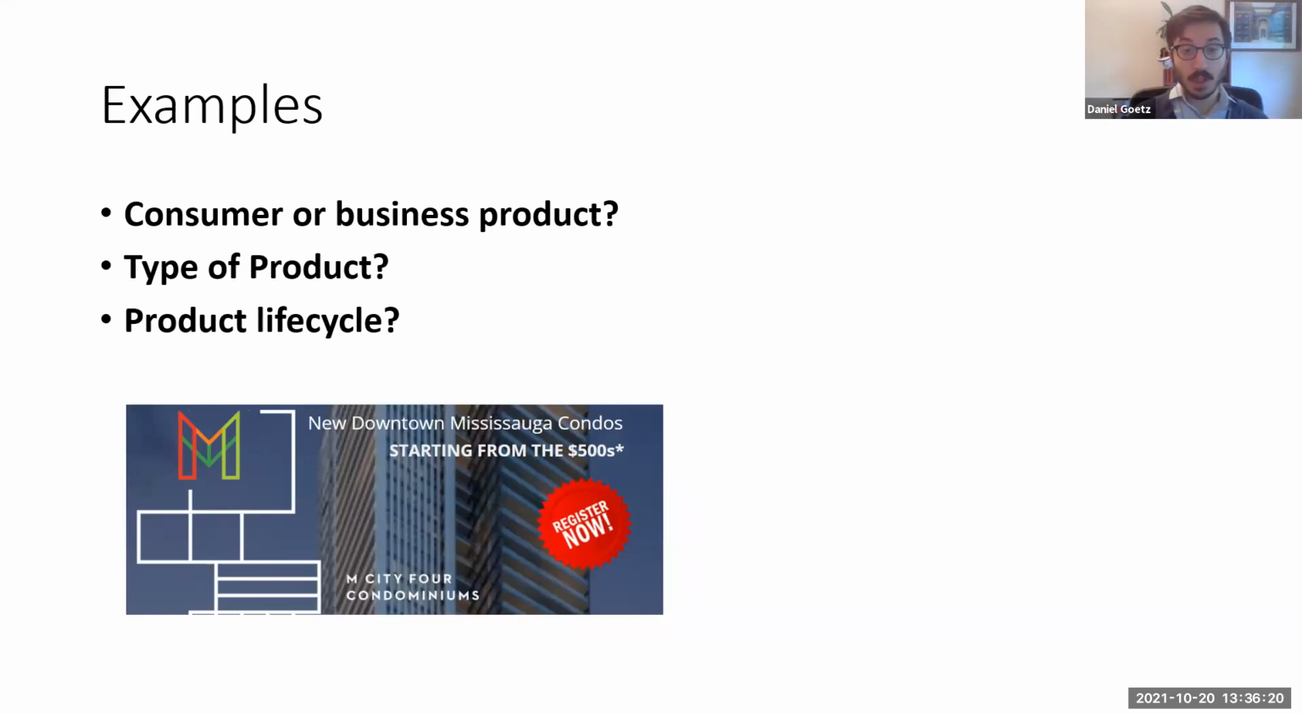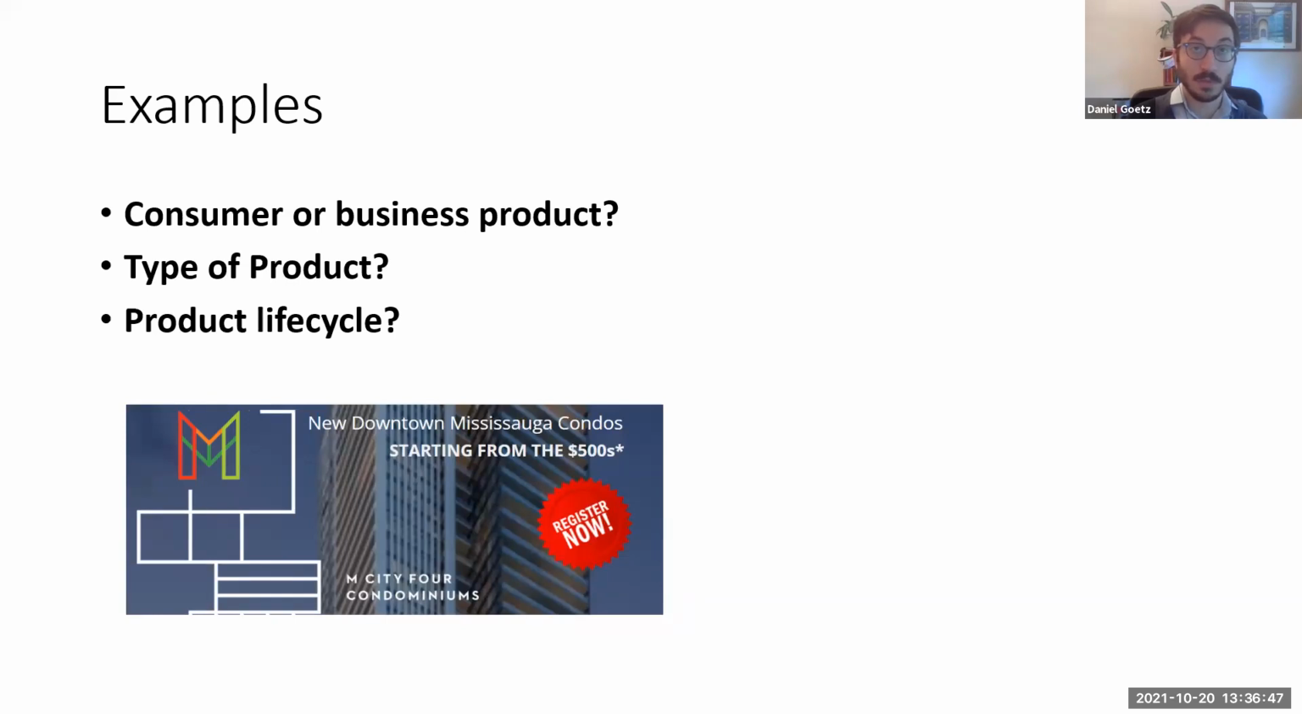Fairly popular product in Canada, a condo, right? But here we have an advertisement for this thing, M City for condominiums, new downtown Mississauga condos starting from the 500s. Okay. So, from your perspective, you are this condominium company. You should be thinking, all right, how do I want to classify my product that will give me some guidance basically on how I should be making some other choices, right?